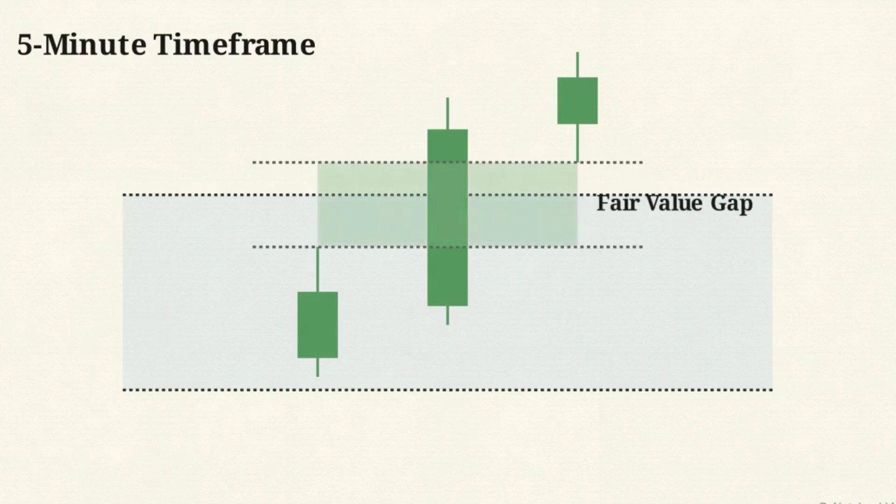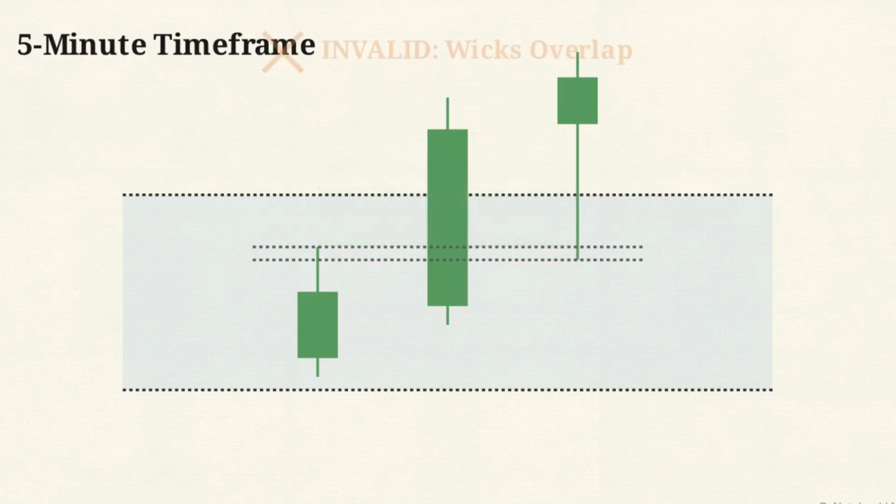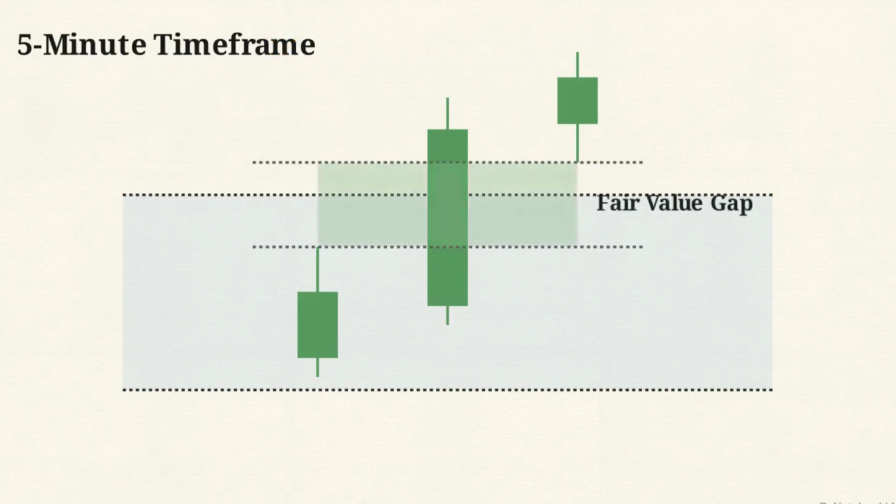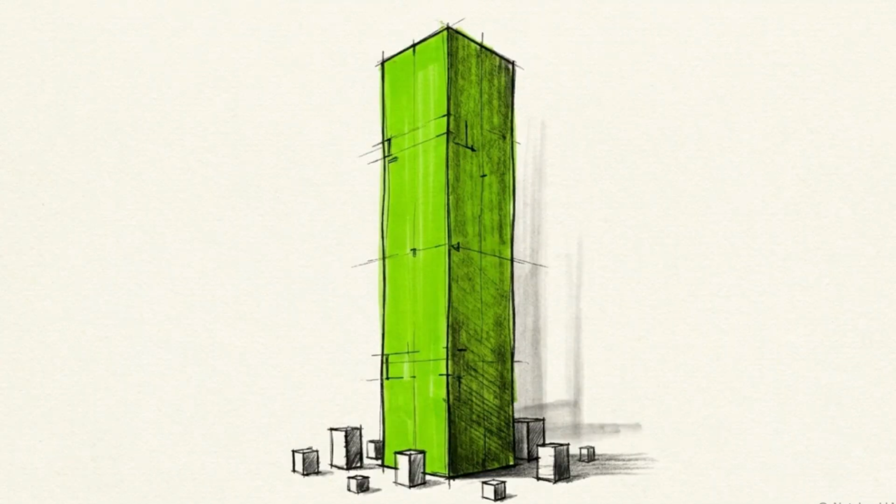A fair value gap is a 3-candle sequence. We need to see a gap where the high of the first candle and the low of the third candle do not touch. The middle candle in the sequence must be the one that actually displaces through our 15-minute boundary. If the wicks of the surrounding candles overlap and fill that space, the breakout lacks the necessary volume and is considered invalid. In that case, we don't take the trade.